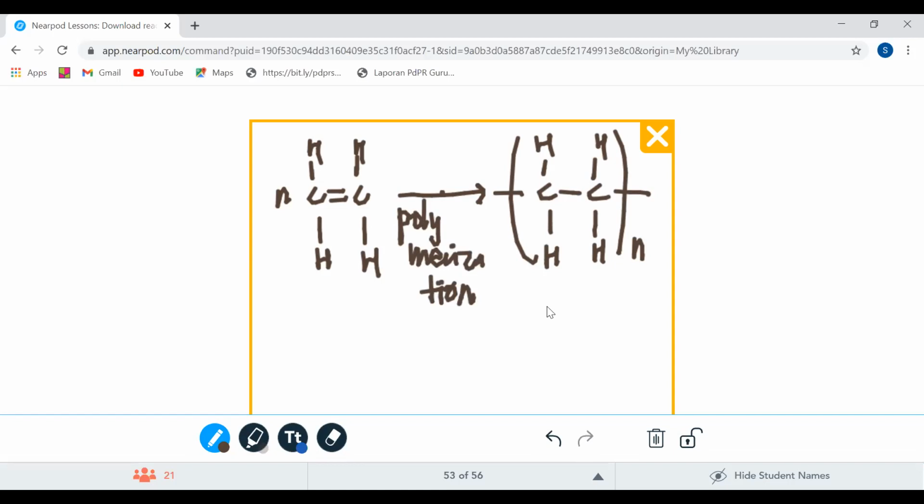Okay, it doesn't matter. Anyway, this is polymerization and teacher will end with that. That's all. That's very important, right? Okay, what you need to do.